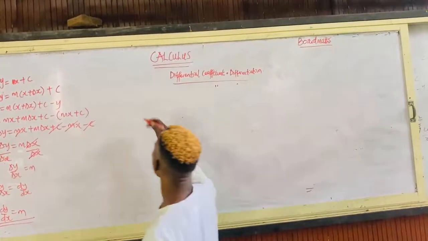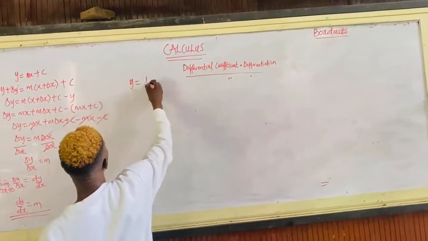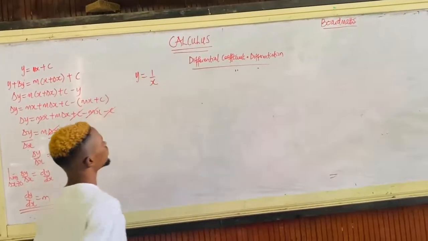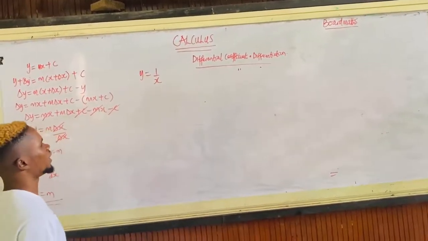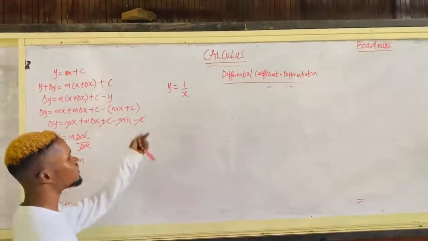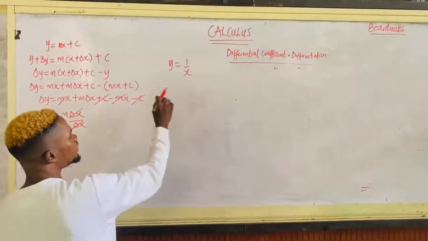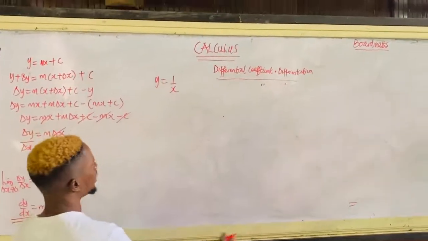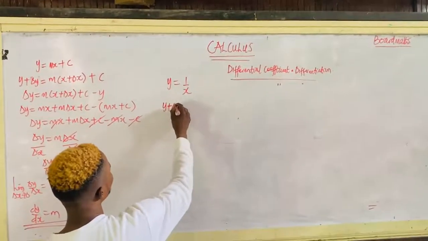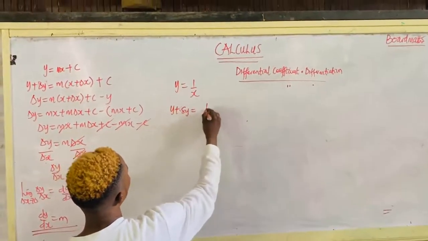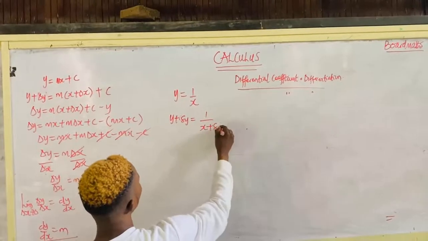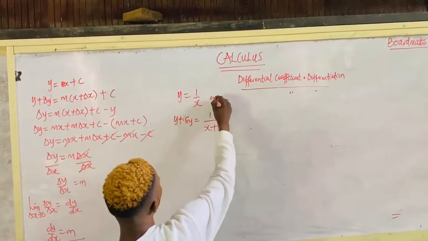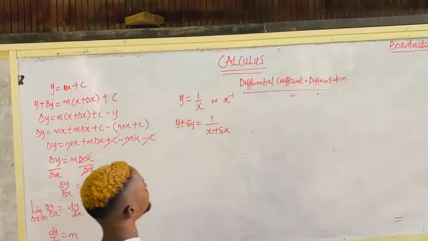Now, the last example to shed a little light on that. Let's consider y, which is equal to 1 over x, using first principle. Find the derivative coefficient of this. Now, if there is an increment in x, there will be an increment in y. So that's y plus change in y is equal to 1 over x plus change in x.